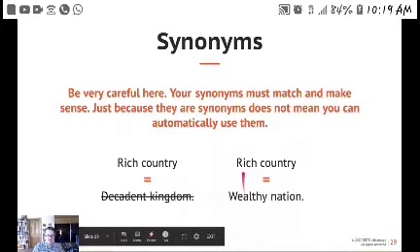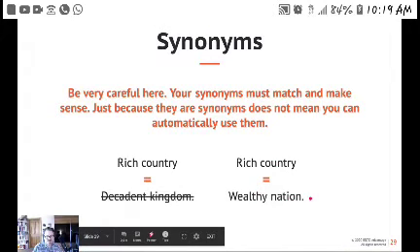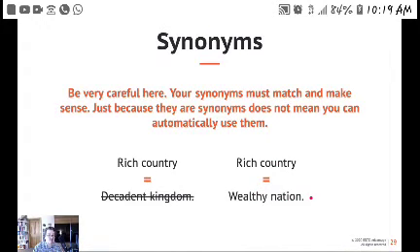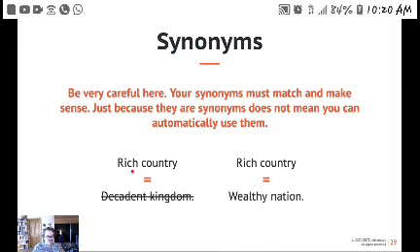Rich and wealthy are very close synonyms. They mean exactly the same thing. Country and nation mean exactly the same thing. So we can change rich country to wealthy nation. So it's all about whether you know the meaning of the word. Do you know the meaning of the word decadent? Do you know the meaning of the word wealthy? You probably know the meaning of the word wealthy, but you probably don't know exactly the meaning of the word decadent. It doesn't really mean rich. It is a synonym of that word, but it doesn't mean that.